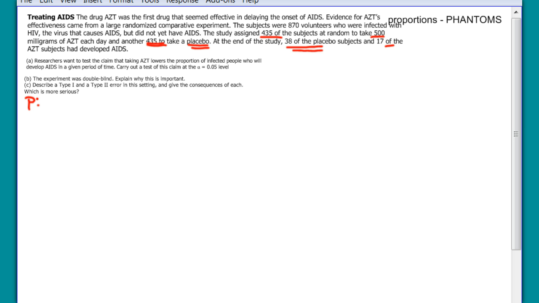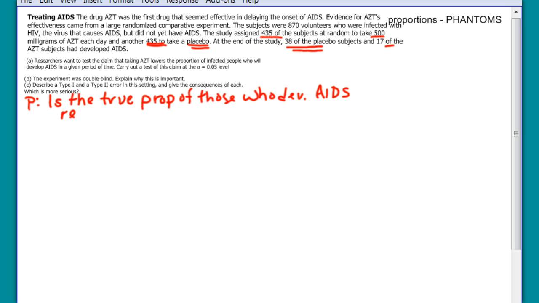So what is it that this problem would like to know? Is the true proportion of those who developed AIDS really lower for the AZT patients? That's what we'd like to know. Does AZT work? So we've got two proportions going on here.